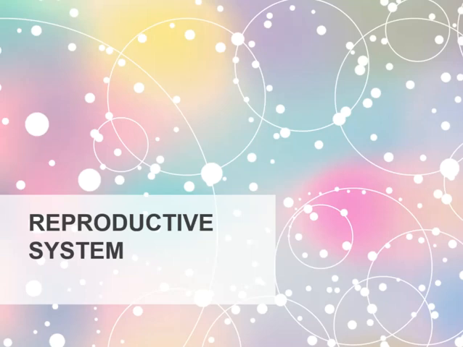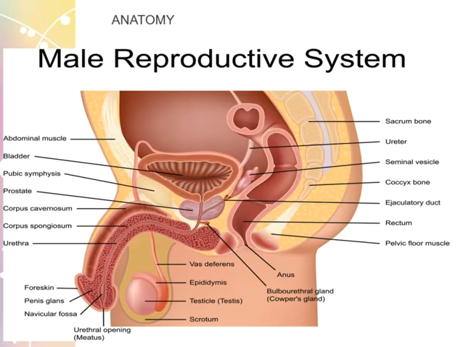Hello friends, we are going to discuss the reproductive system in this lecture. So we'll begin with the anatomy and then the normal functioning and then move on to the disorders. Okay, first we'll do the male and then the female.